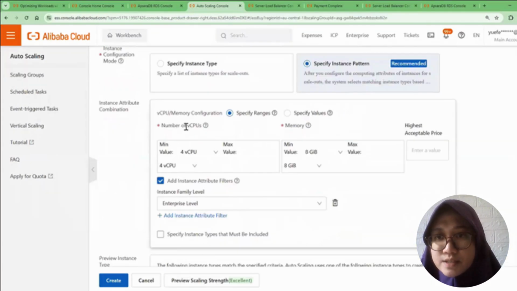A CPU-based scaling policy is configured. If CPU utilization exceeds 70%, autoscaling automatically creates one additional ECS instance. A cooldown period of 300 seconds prevents repeated scaling actions.